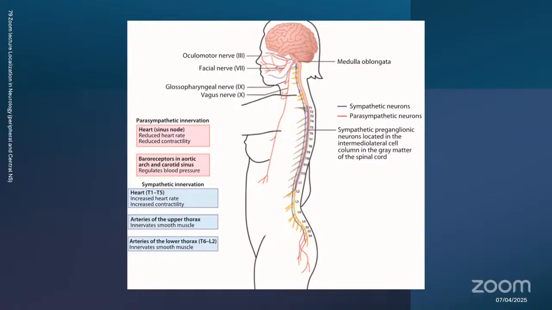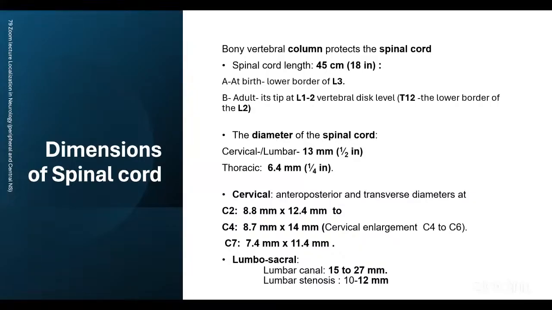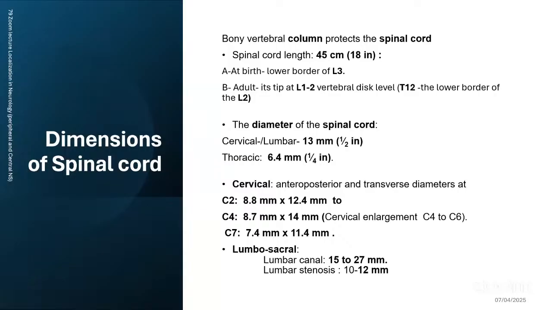And each spinal segment has a dermatome, a myotome, and a vasotome to the corresponding body regions. So that's a basic understanding which we should have. And let us look at the vertebral column. Dimensions. The bony vertebral column protects the spinal cord that you have seen.